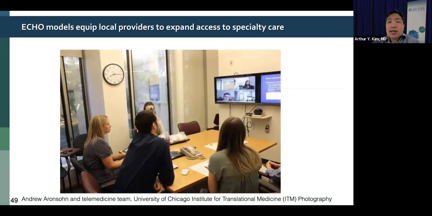And so one of the structures that have been built, and this is my moderator friend, Dr. Aronsohn, the back of his head, you can see he's engaged in what's called an ECHO model, or Extension of Community Health Outcomes. This was really deployed in a lot of places, first demonstrated for hepatitis C in New Mexico, where patients had to travel long ways to see specialists. And so this is equipping local providers to provide the highest level of care and to teach about liver disease staging or whatever questions and cases are coming up.